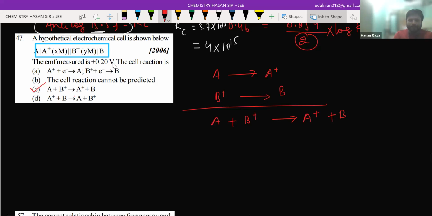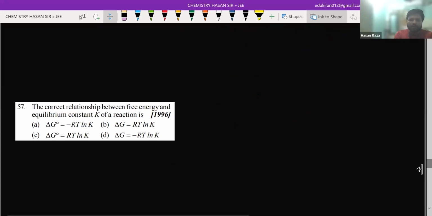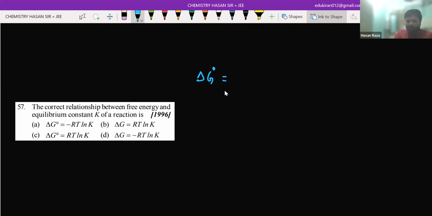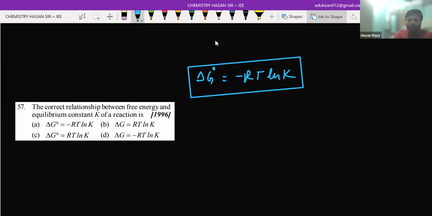Yes, sir. Okay. Moving to the next question, which is also very easy. Basically, it is just a formula in which you have to remember this Gibbs free energy with equilibrium constant, that is ln k. So this is the formula, and hence it will be delta G naught. Okay, Tarif. So the answer will be A. Got it? Yes or no?